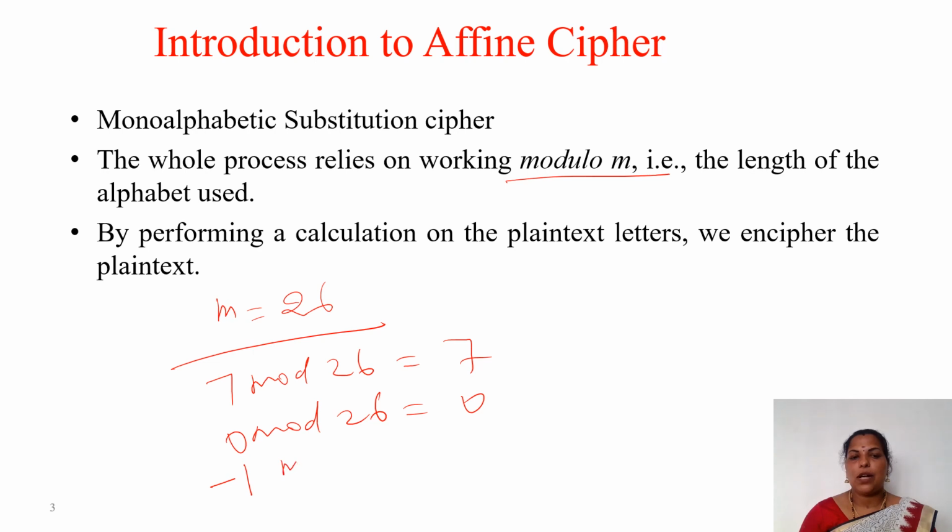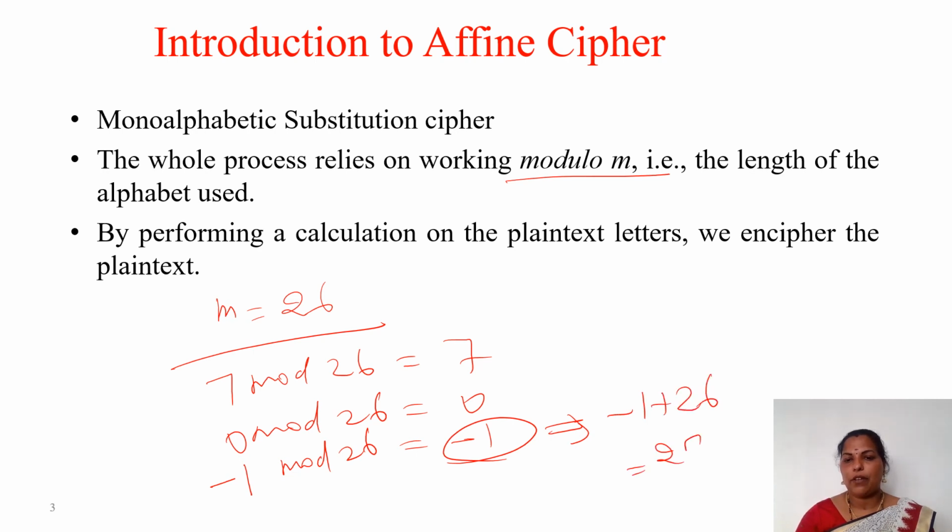If you have minus 1 mod 26, it is minus 1, but there is no corresponding alphabet for this digit. So the modulo result must always be within 0 to 25. In this case, minus 1 plus 26 is equal to 25. This way we have to find the modulo operation. By performing a calculation on the plain text letters, we are enciphering the plain text. That is the encryption process. So let us see how this affine cipher works.